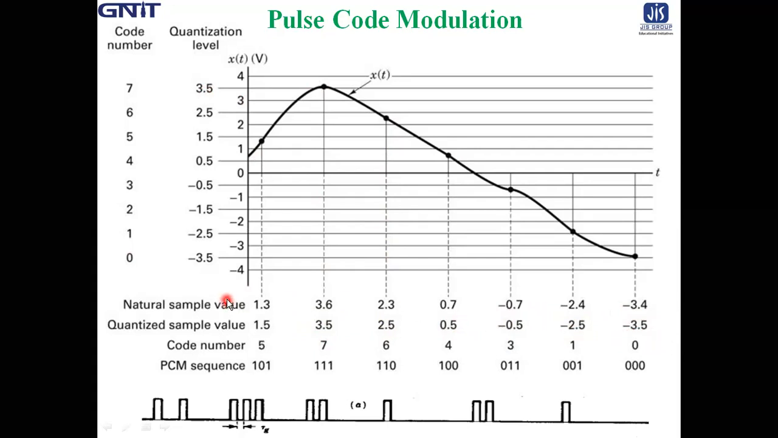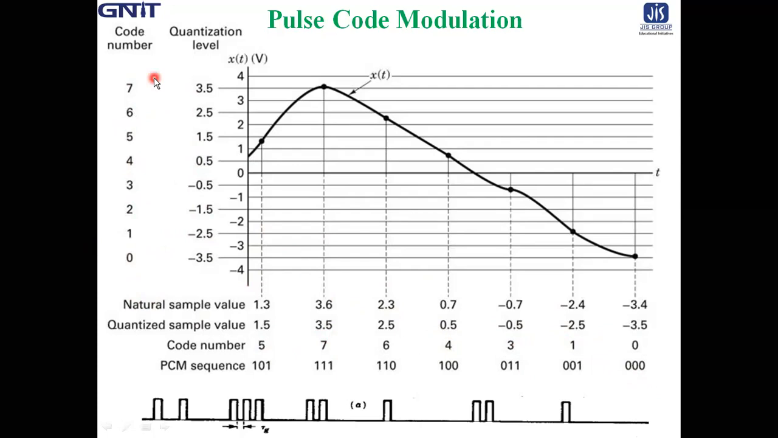And accordingly, the code number for 1.5 is 5, so assign 5 here. For 3.5, the code number is 7. For 2.5, it is 6. For 0.5, it is 4. For minus 0.5, it is 3. For minus 2.5, it is 1. And for minus 3.5, it is 0. So the code numbers belong to 0 to 7.